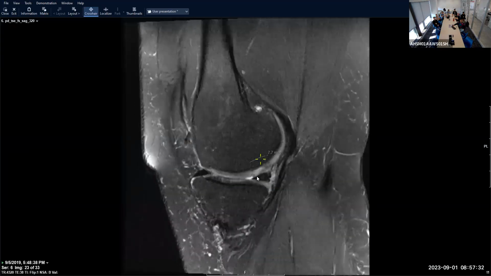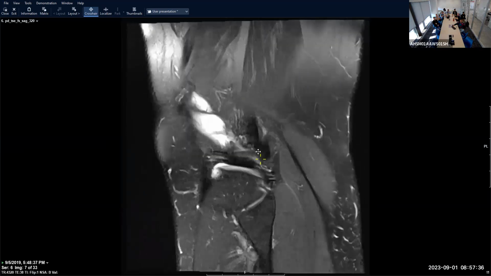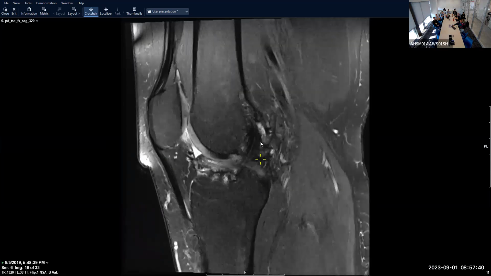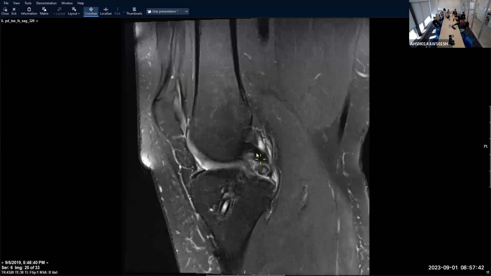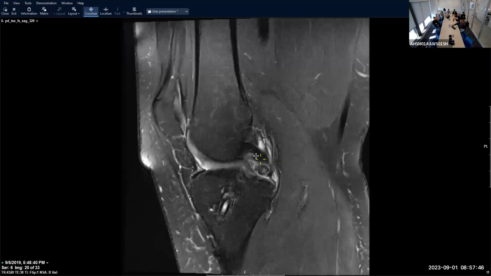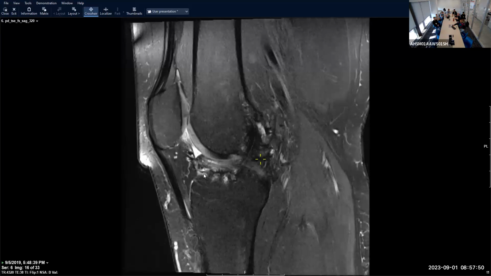Okay, so ACL reconstruction, right? We can see the femoral tunnel and tibial tunnel. This is a pretty good looking ACL, nice and thick with low signal intensity. It's a ligament to ligament tie. But there is something going on here, and that's this thing.